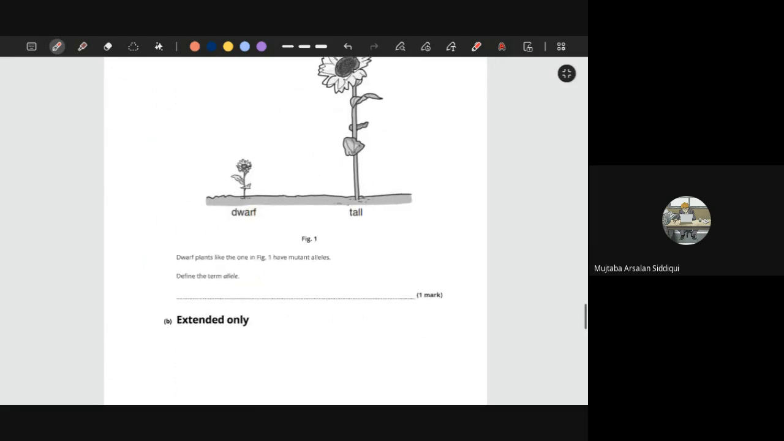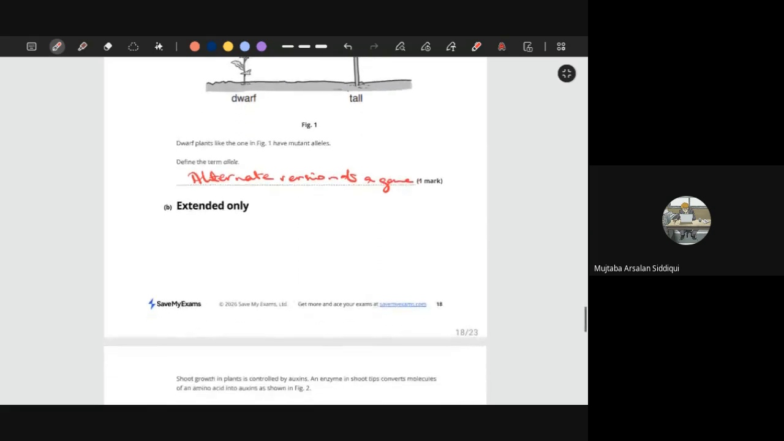So define the term allele. It is an alternate version of a gene, right?